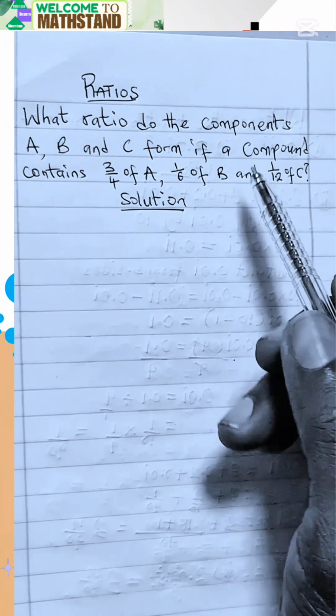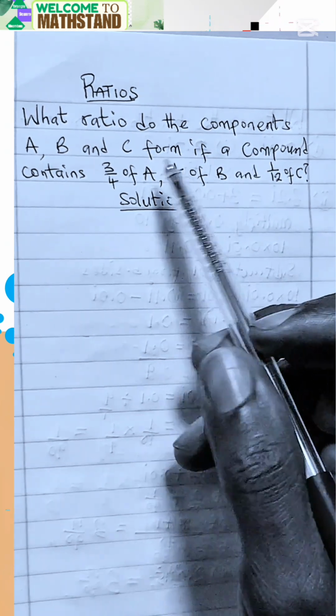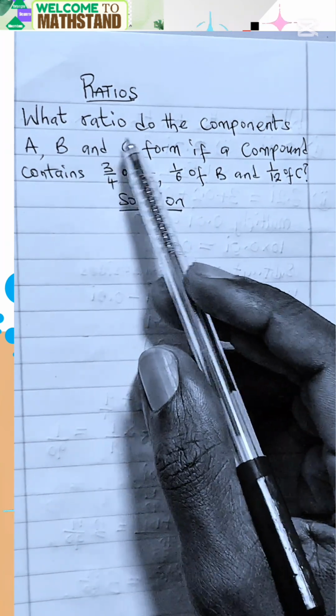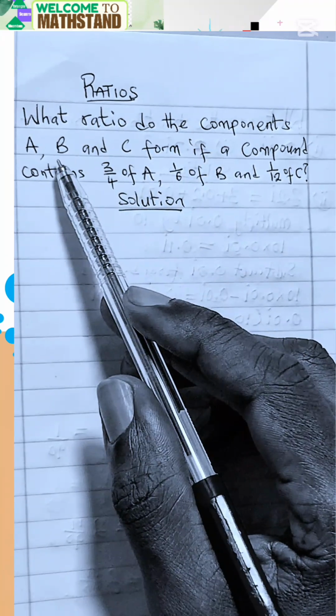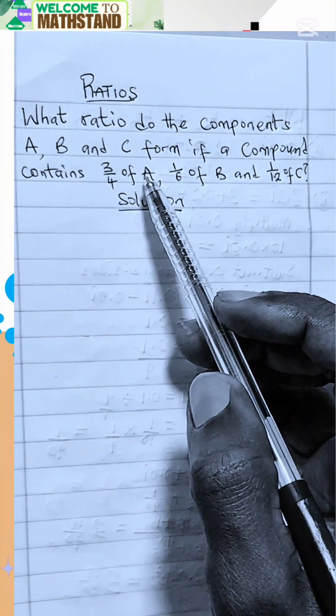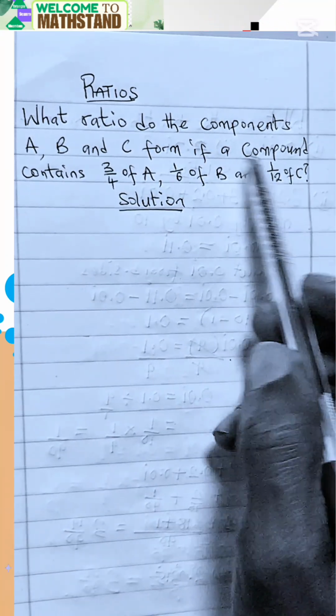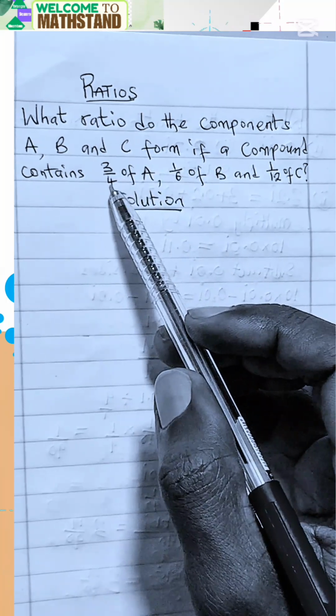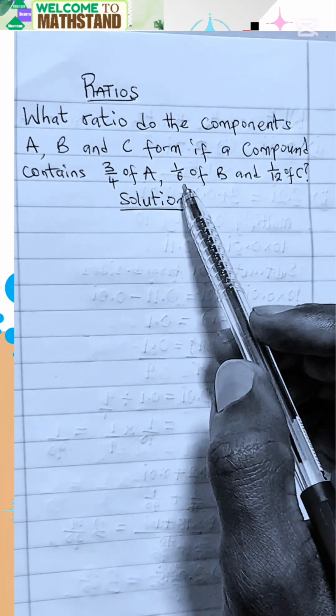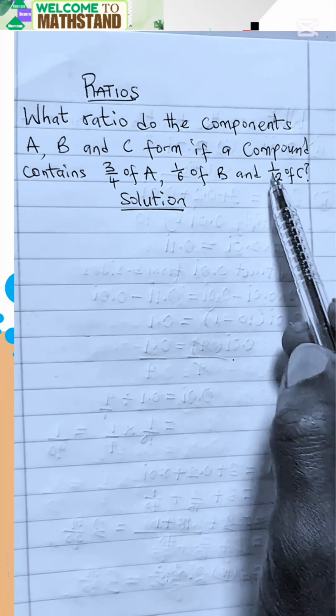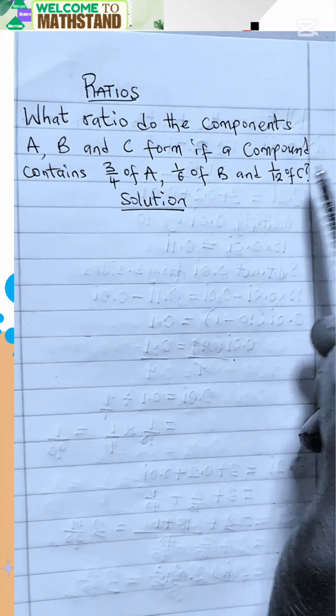In this question, we have: what ratio do the components A, B, and C form if a compound contains 3/4 of A, 1/6 of B, and 1/12 of C?